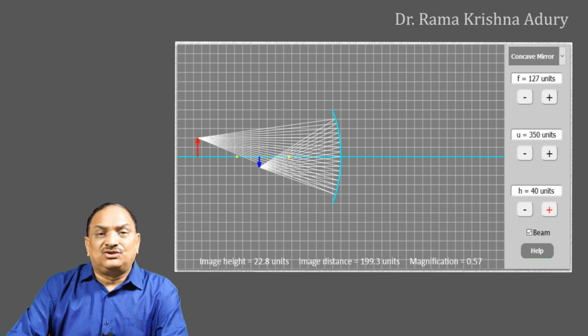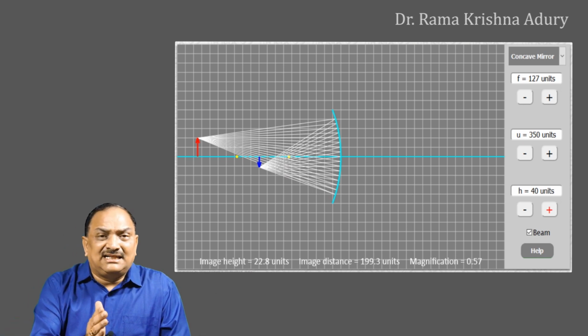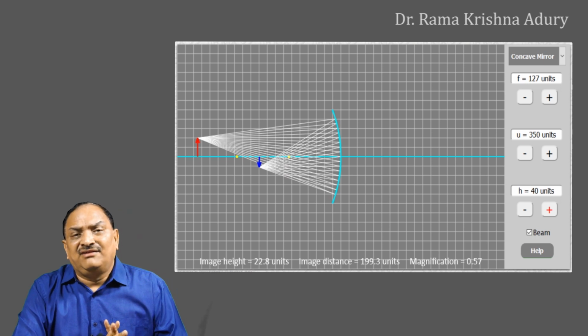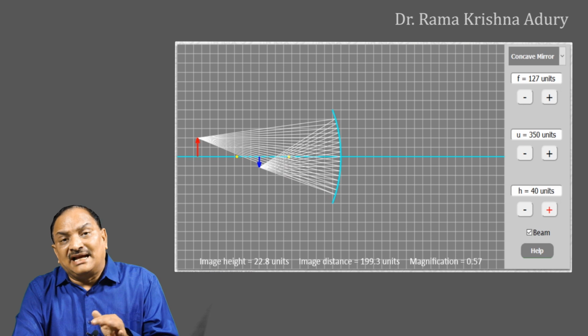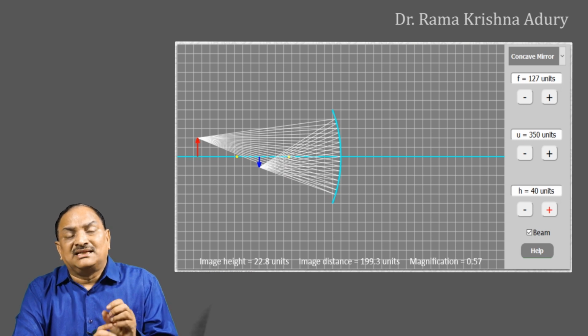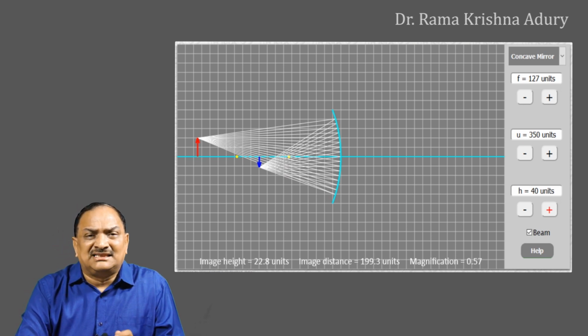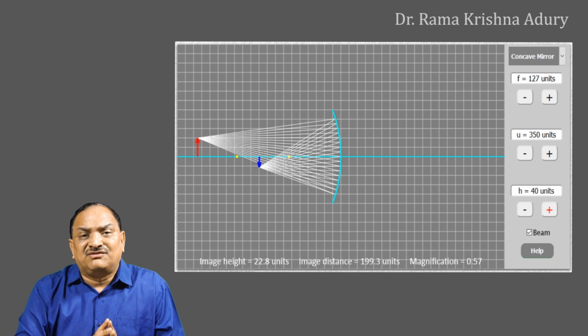And there is one case which you have to consider. When the object is taken to infinity, like a very, very long distance, the image is formed at F, and the size of the image is much, much smaller. It's a real image. It's a point size image. So this is how we can study the properties of the image formed due to a concave mirror.